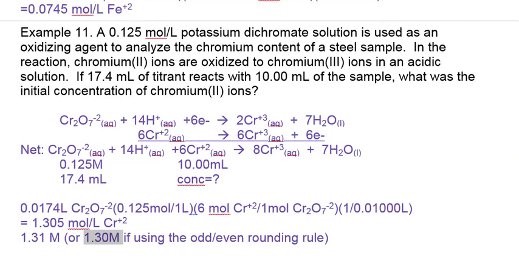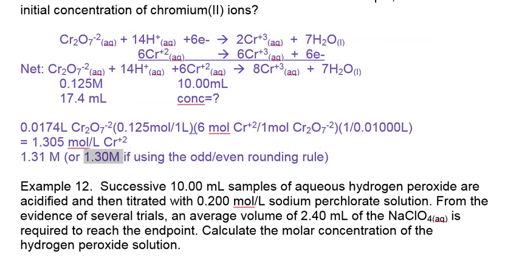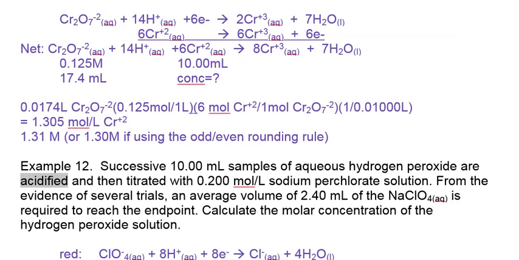Last example that we're going to look at. Again, we need to balance it. So we've got aqueous hydrogen peroxide titrated with sodium perchlorate. So if we look on our table for the highest oxidizing agent, so the thing that is reduced, we're going to see that that perchlorate is going to happen, because again it is in acidic solution. So highest up on our chart, perchlorate.